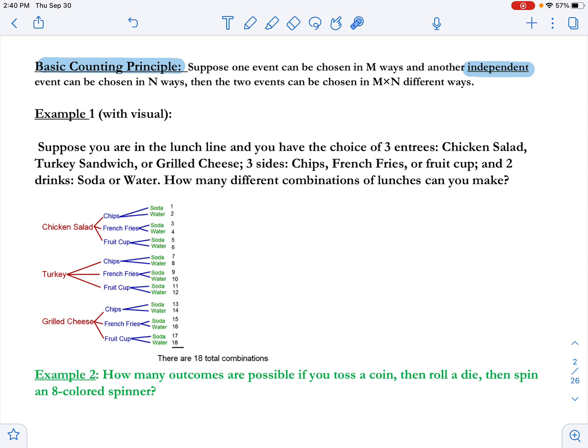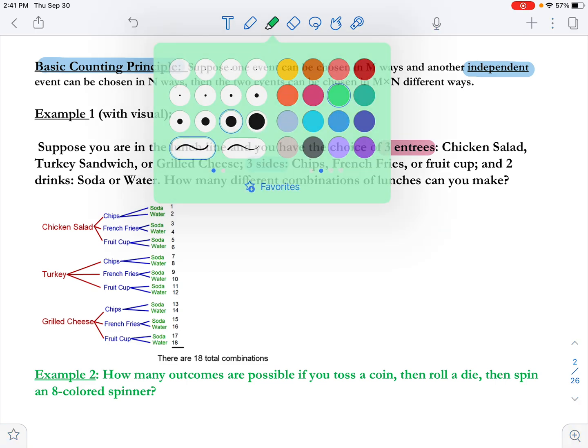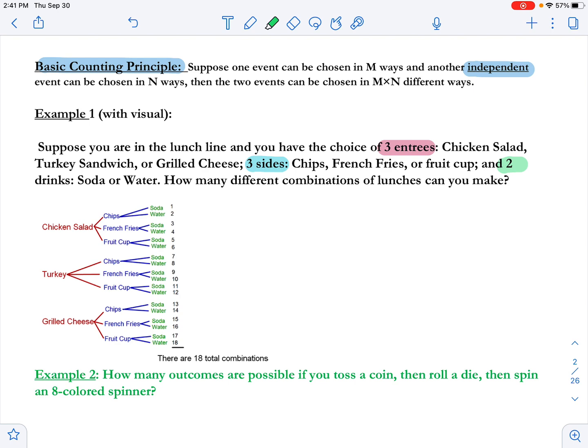Okay, it makes sense with this basic example. So let's say you're in the lunch line and you have a choice of 3 entrees. Okay, so that's in red. So we have 3 entrees: chicken salad, turkey sandwich, or grilled cheese. Then you have 3 sides. So you can then choose chips, french fries, or a fruit cup. And then you have 2 drink options. So you can either get a pop or a water. We can't say soda, so I don't know. I'm a pop girl. Okay, so pop or water, we'll say. How many different lunch combinations can you make?